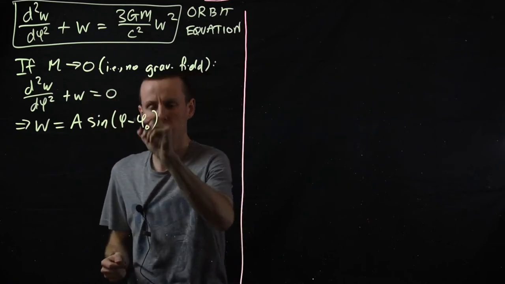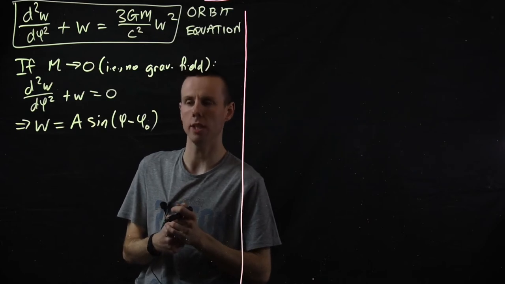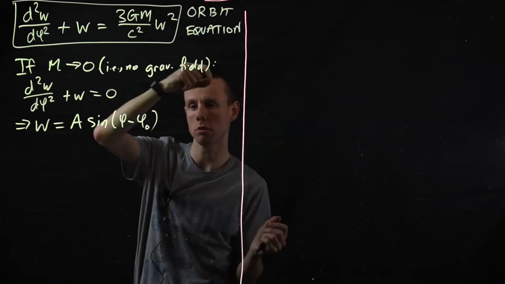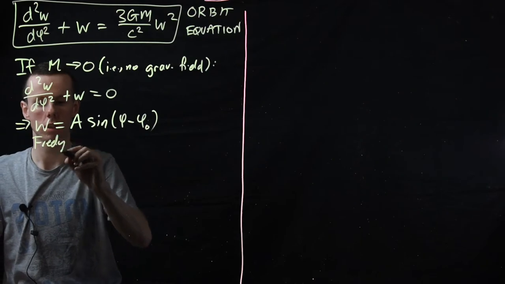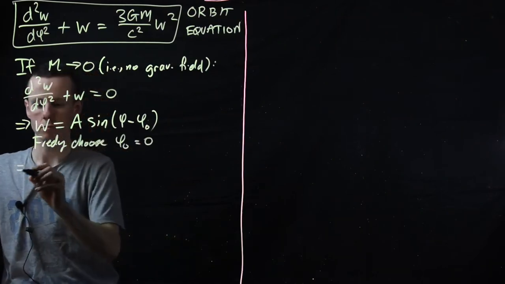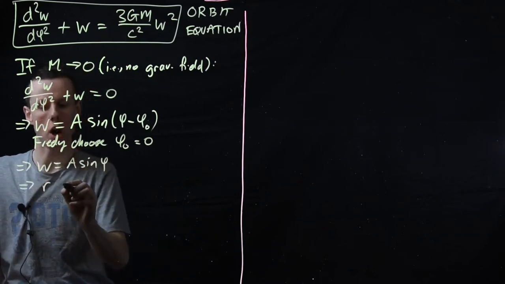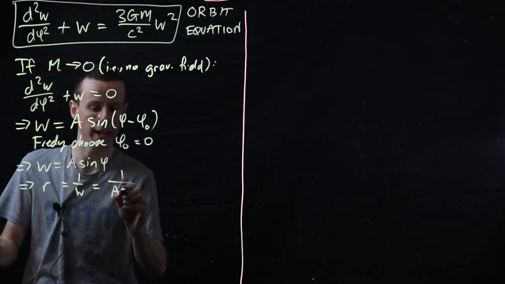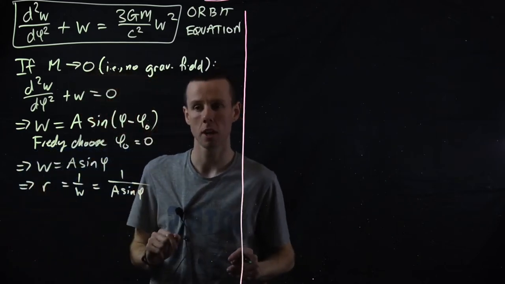Now, the constant phi 0, I can just choose that to be 0. It's okay to do that because phi 0 really here just corresponds to an orientation of the axes essentially. So I will just freely choose phi naught equals 0. So w is just a sine phi, where a is a constant, and so r, the radius, is 1 over w, which is 1 over a sine phi. So there you are. There's r as a function of phi.